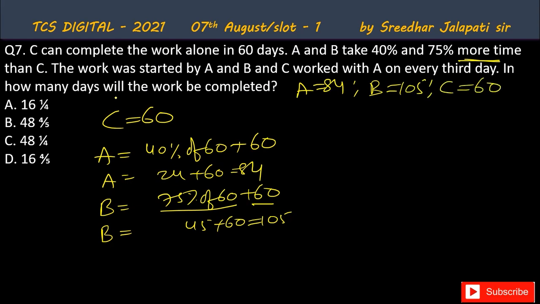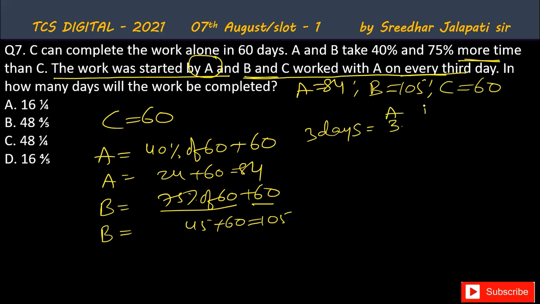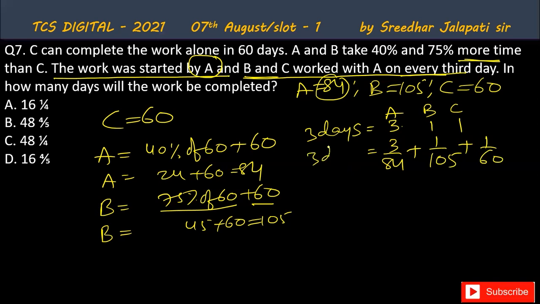So what is given? The work was started by A initially, and B and C worked with A on every third day. Initially, A alone starts. On every third day, B and C assist A. So if you take a cycle of 3 days, A will be there for all 3 days, whereas B and C will be there for only one day, the third day. So A's 1 day work is 1 by 84, 3 days work is 3 by 84, B's 1 day work is 1 by 105, plus C's 1 day work is 1 by 60. Right? This is 3 days work.